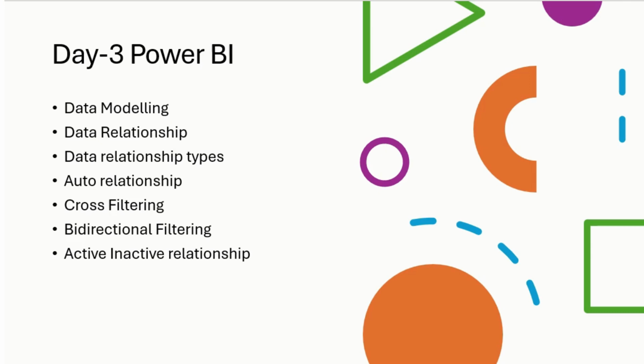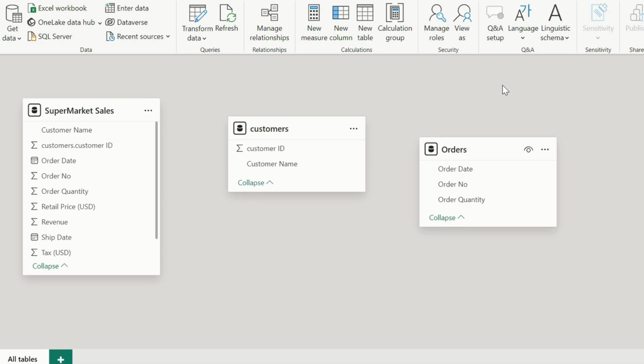So enough of talking, let's jump on to my Power BI Desktop to explore these kinds of relationship so you get more understanding about it. In the previous video, we loaded three tables in our Power BI Desktop: supermarket sales, and the customer and orders tables that we created of our own. So let's understand how we can create a relationship between them and what a relationship is.